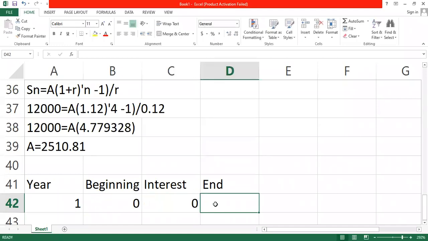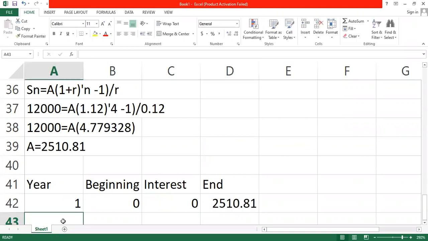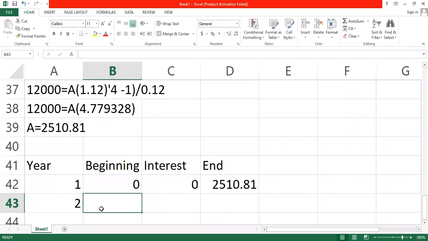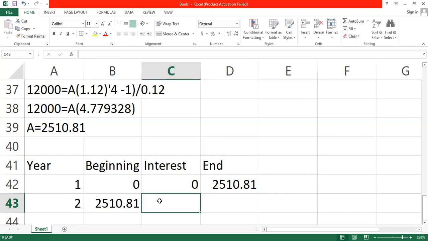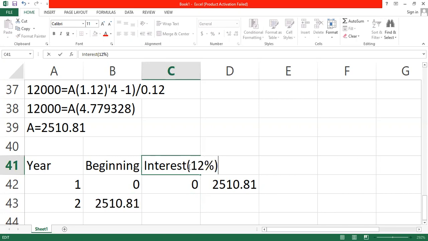Yes. So at the end of the year, how much will we send to the account? 2510.81. At the beginning of year two, how much will be in the account? 2510.81. So the interest will be on 2510.81 at the interest rate of what? 12%. So what will be the interest?